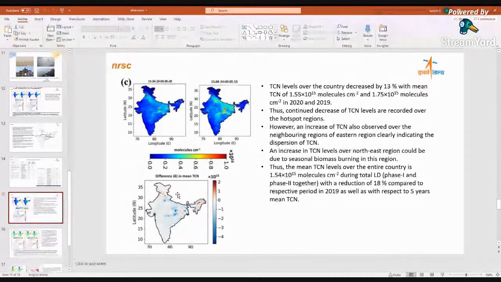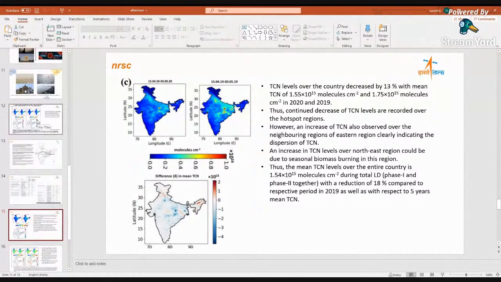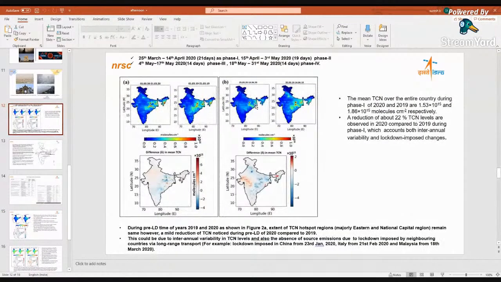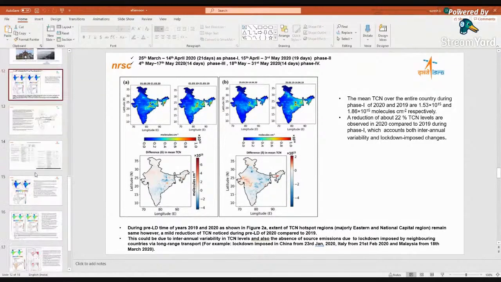And as I've told, the increase in this level over the northern region could be due to the seasonal biomass burning in this region. So as I've shown in my slide, it could be the biomass burning in this region. Northeast India is mainly due to the seasonal biomass burning in this region.